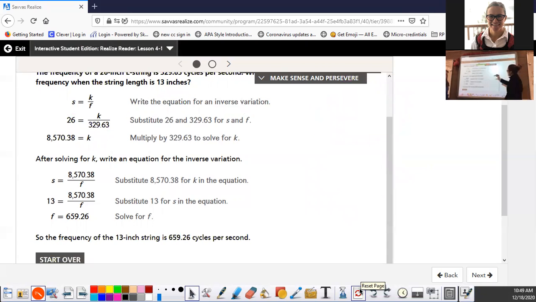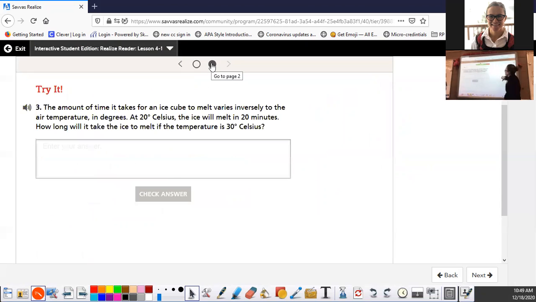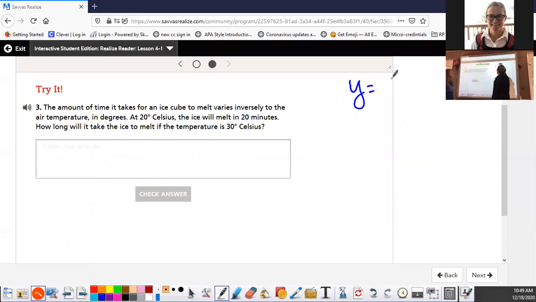And we're already at our next try it. The amount of time, so T. First I want to start right here. Okay, so Y varies inversely with X, and this says T varies inversely with air temperature, so maybe A for air. So time varies inversely with air temperature. And now we can plug in.